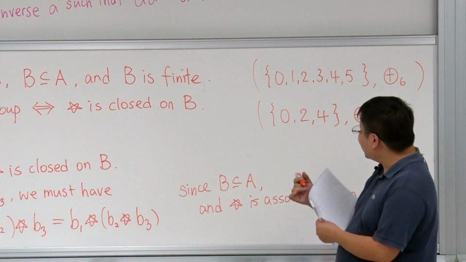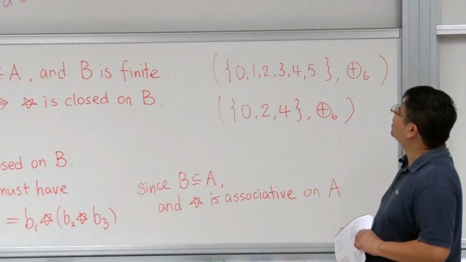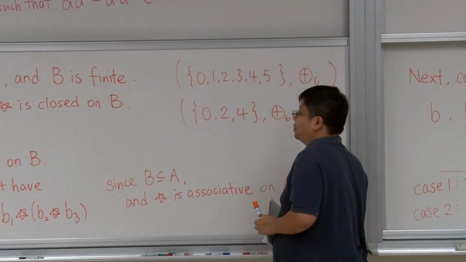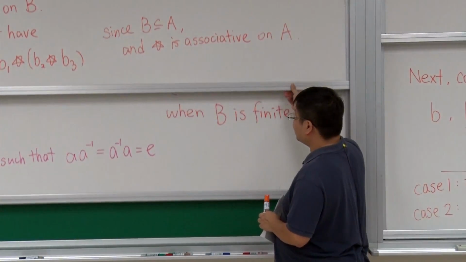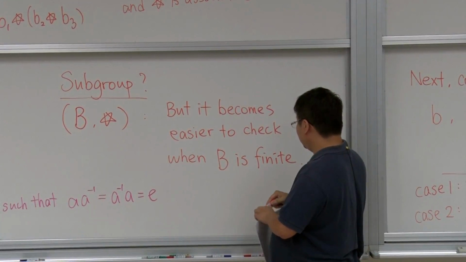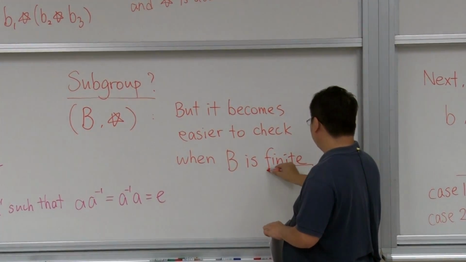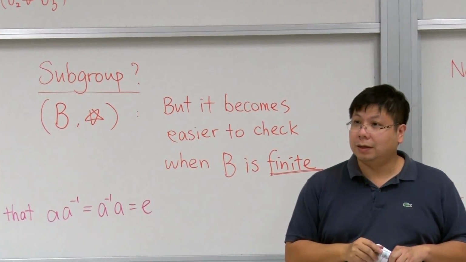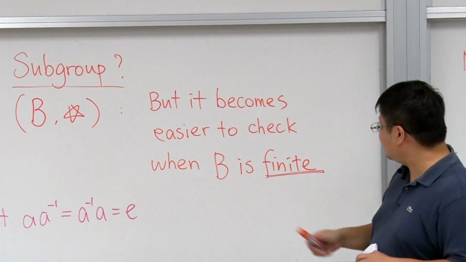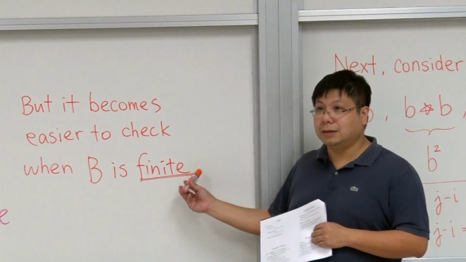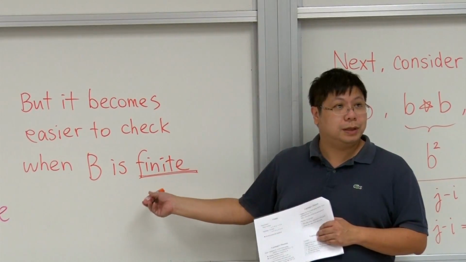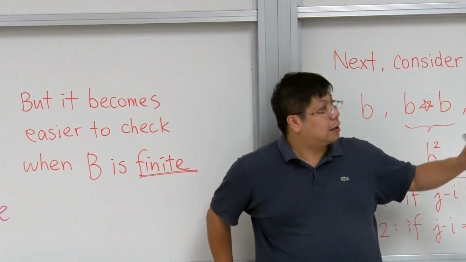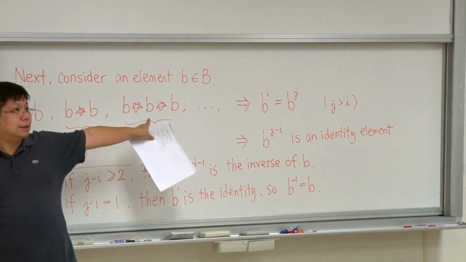Okay. But there are some tricky things here. This is a tricky point. We need B to be finite for this proof to work. Where do we rely on this fact? Which part of the proof needs B to be finite? That part, the identity. Is that okay?